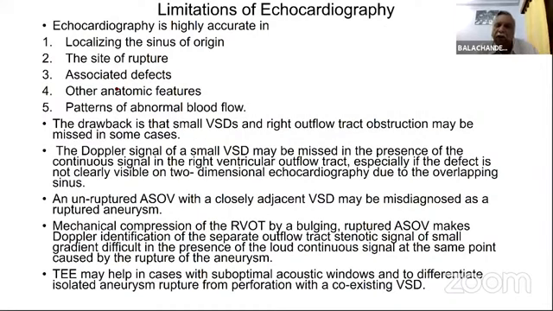So the echocardiography has some limitations, although it is accurate for localizing the sinus, the site of rupture, the associated defects to some extent, the drawback is that small VSDs will be missed. And the Doppler signal of the VSD may be missed in the presence of the continuous signal from the RVOT. So to some extent, TEE may help in this diagnosis. Next slide.